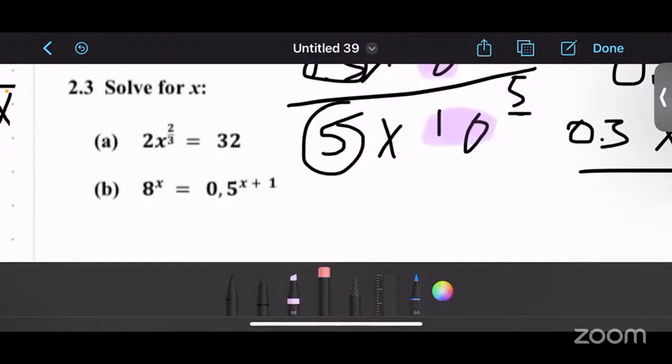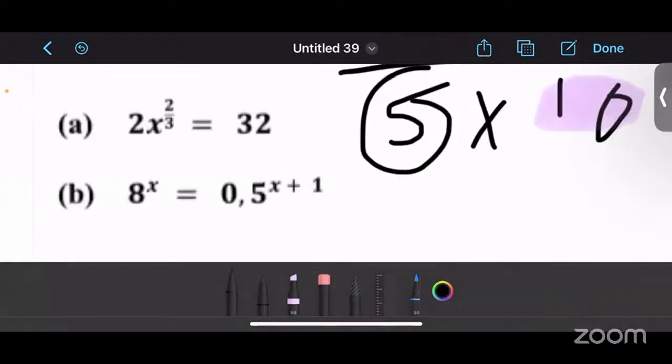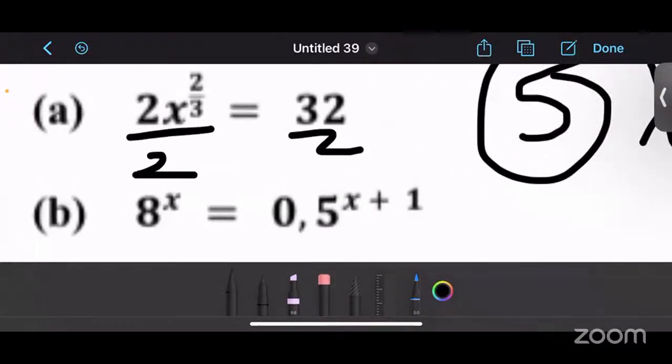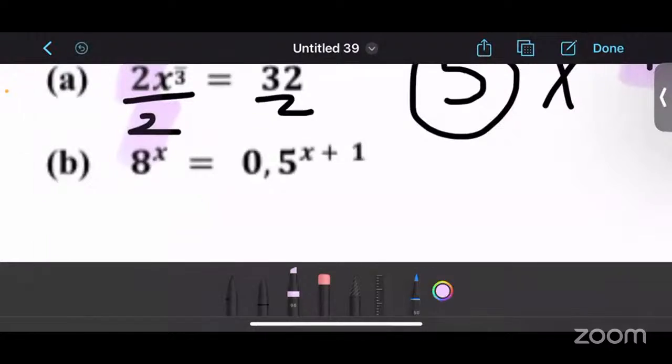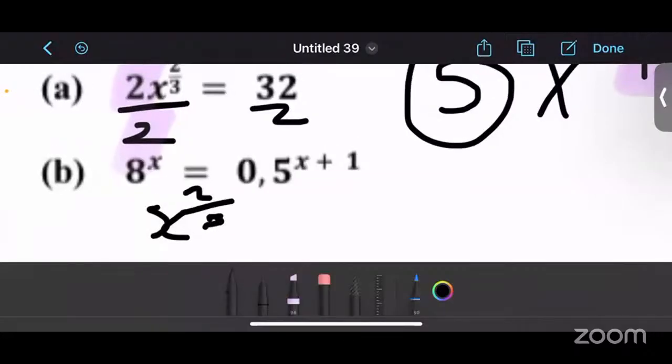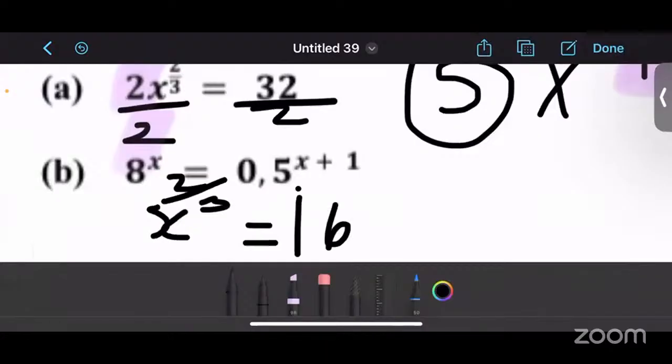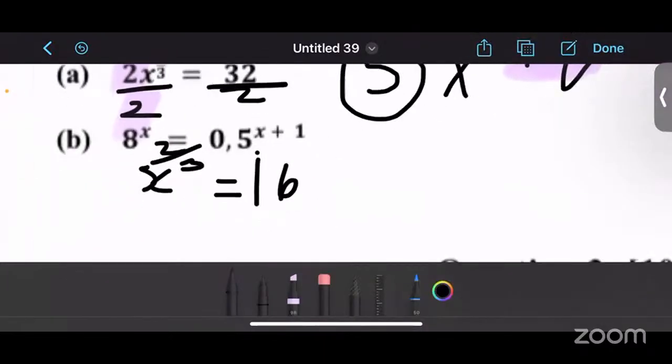I think the first thing you do is divide both sides by 2. You are absolutely correct. So we're going to have x to the power of 2 over 3 is equal to 32 divided by 2. What is 32 divided by 2? Is it 16? Yes, ma'am, it's 16.